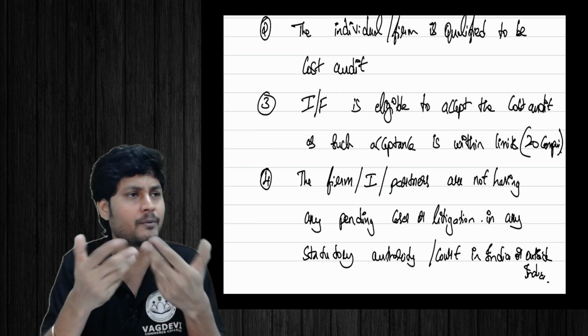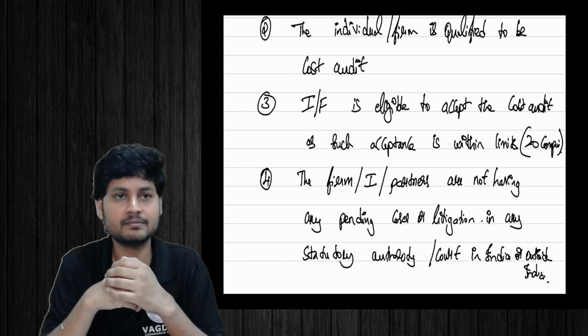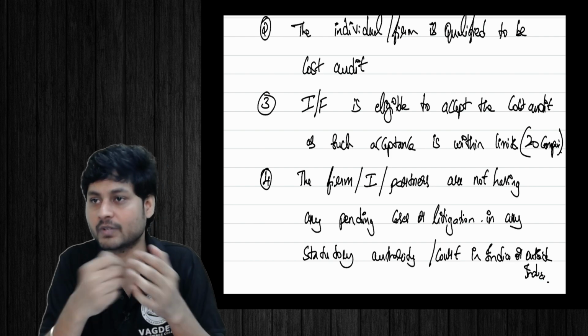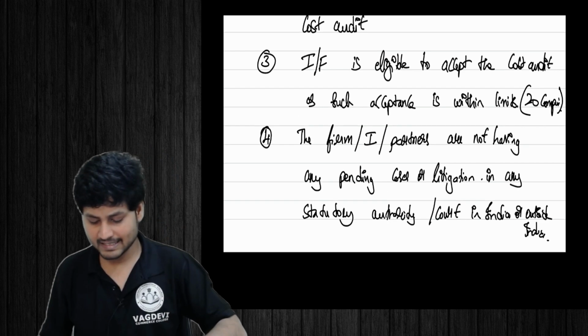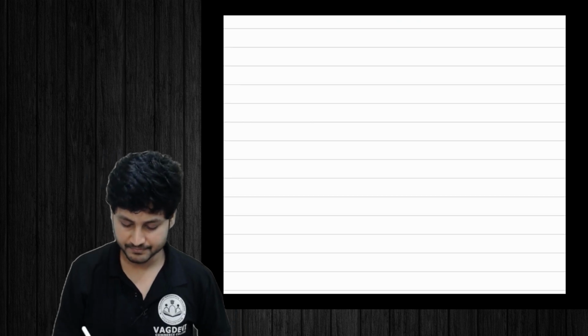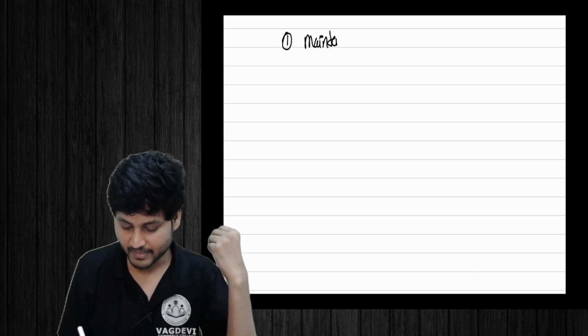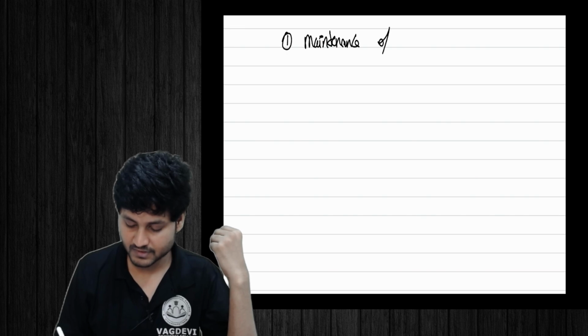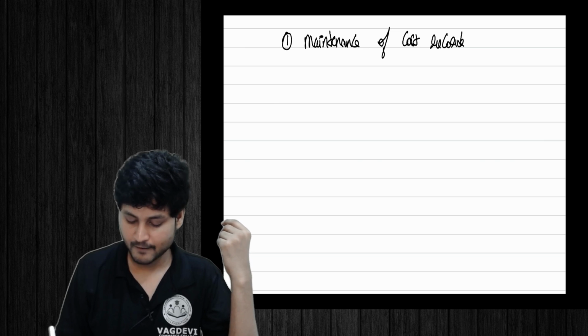Who appoints? The board of directors will appoint the cost auditor, who is a cost accountant. Very simple. So now there are 4 activities. I just want to write it here. 1, maintenance of cost records.